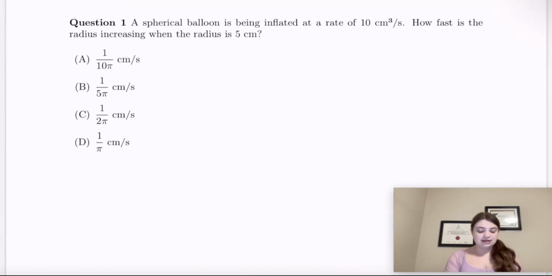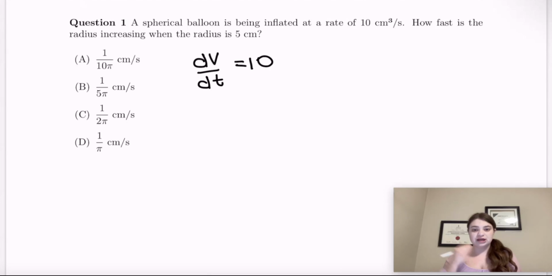Okay, so first I'm going to write down what is given. So we know that the increasing rate is 10 cubic centimeters per second. So that means that dV/dt is equal to 10, right? Because dV/dt is the rate of change of the volume with respect to time, and that is essentially what they're telling us here with the 10. Then we have that r, the radius, is 5, because that's given right here in the question.